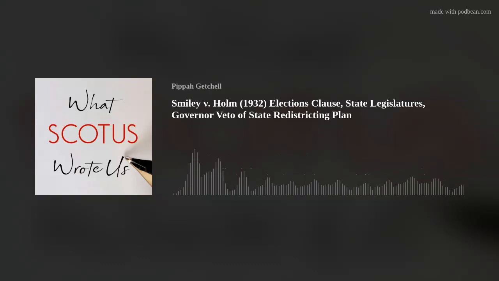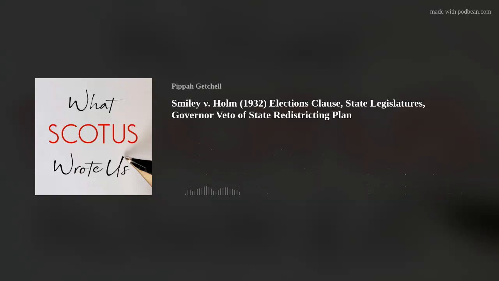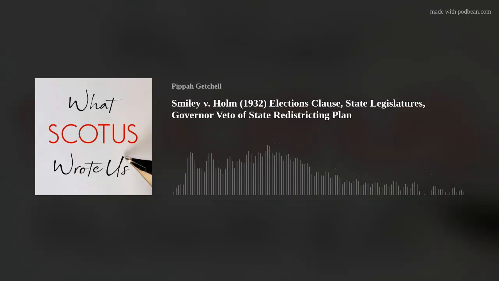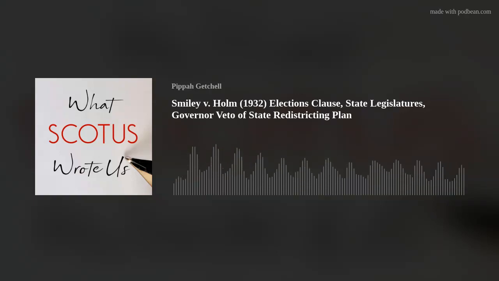Article 1, Section 4 of the Constitution of the United States provides: the times, places, and manner of holding elections for senators and representatives shall be prescribed in each state by the legislature thereof, but the Congress may at any time by law make or alter such regulations, except as to the places of choosing senators.